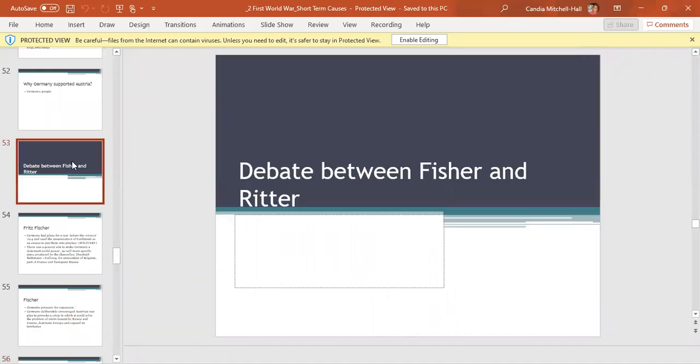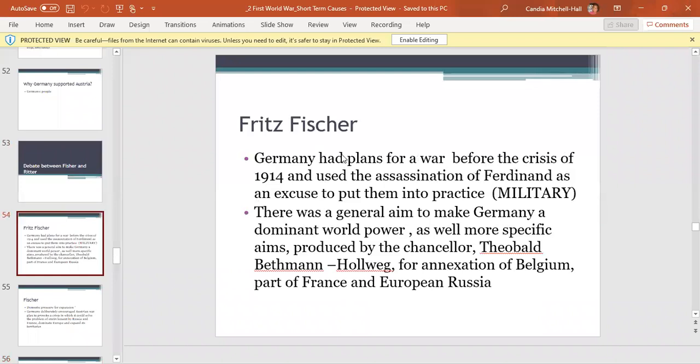Let us look at some debate between Fisher and Ritter. So somebody read what Fisher has to argue. Somebody read it for me.